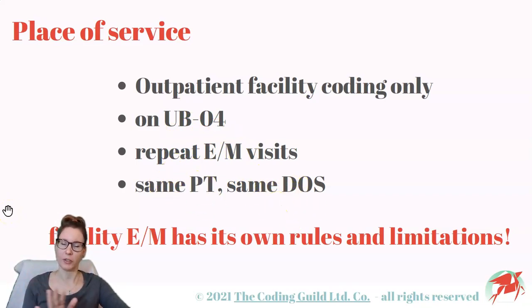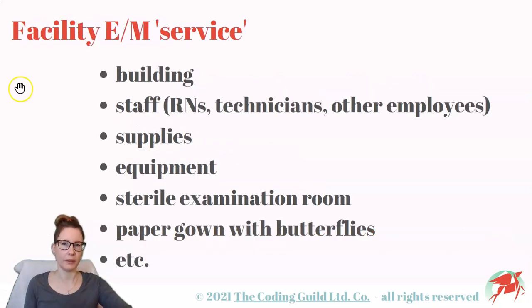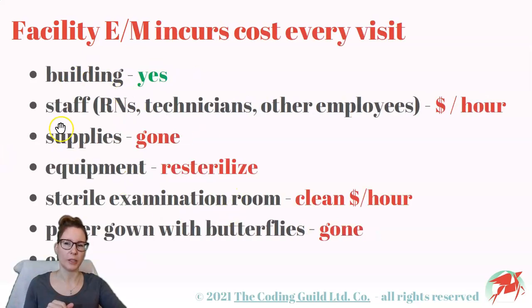Remember that facility evaluation and management coding follows very different rules from profi EM, and it also has its own limitations. Without going into too much detail on that, it is important to remember that a facility's service to the patient is its infrastructure. When a facility charges an EM code, what they want reimbursement for is the building where the evaluation and management service took place, money for the staff working there, for the supplies consumed during the EM visit, for any equipment necessary during the visit, for the sterilization of the examination room before and after the patient's paper gown, etc.